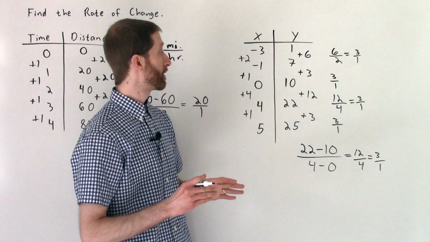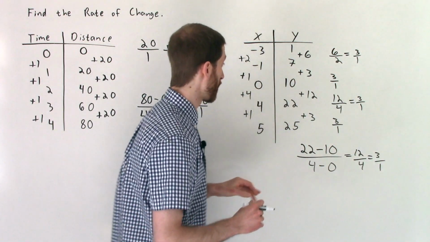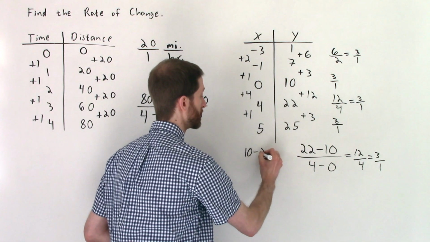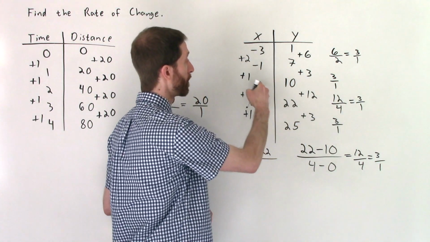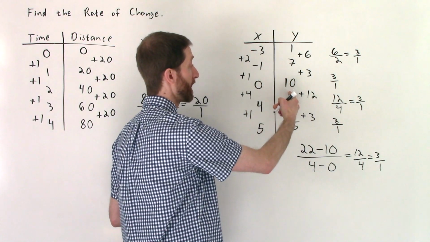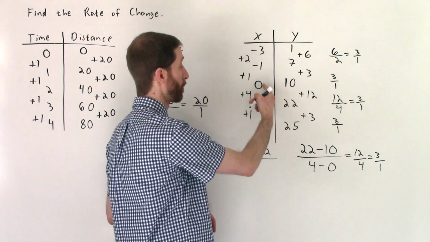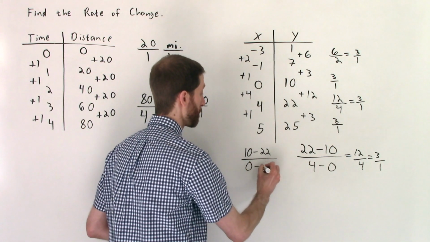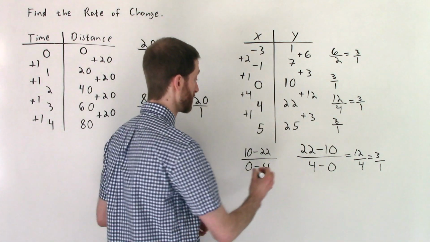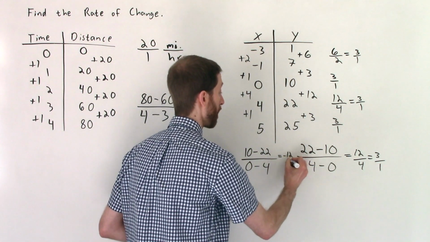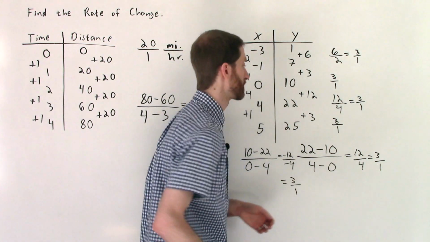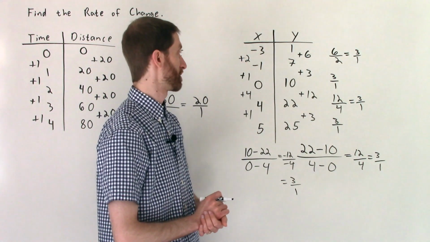One thing to point out is it does not matter the direction you go. I could have gone with these numbers and I could have done 10 minus 22, but then I would have had to stay with that direction. So 22 to 10 is a minus 12, and then 4 to 0 is a minus 4. So I'd have to pair up the 0 with the data point 10, the y value it corresponds to. That would get me negative 12 over negative 4, which is equal to positive 3 over 1. So you still get that same rate of change.